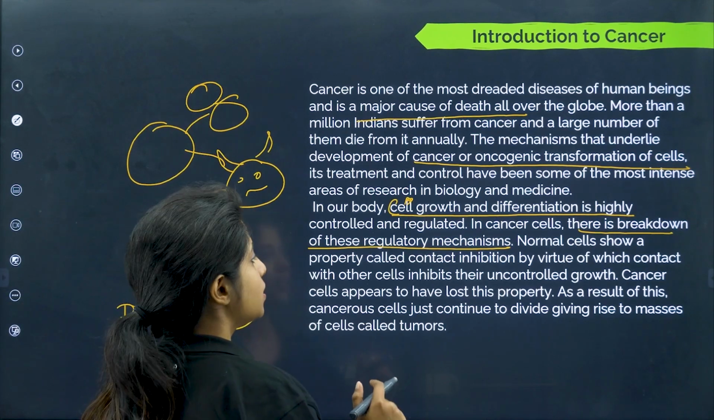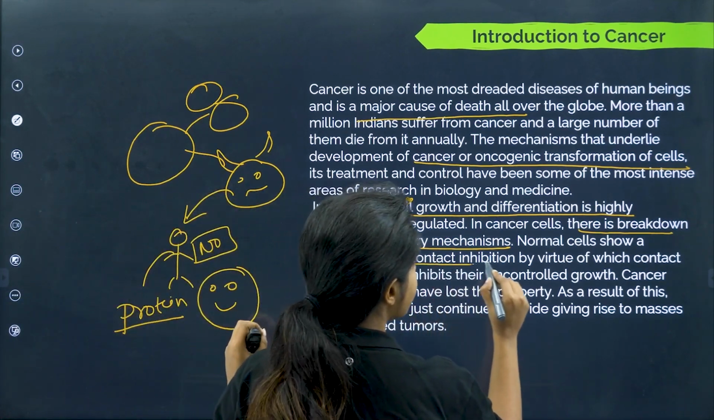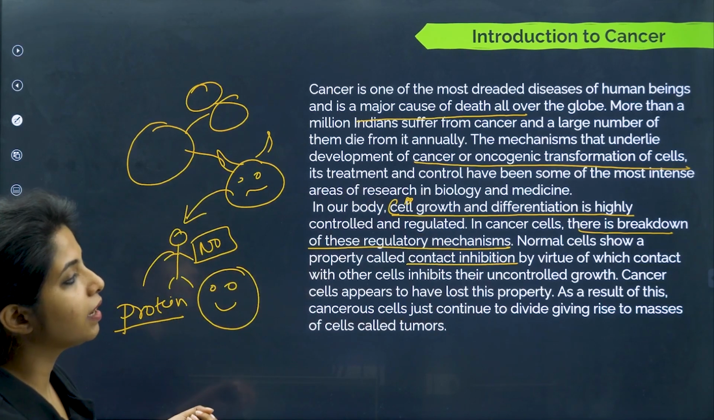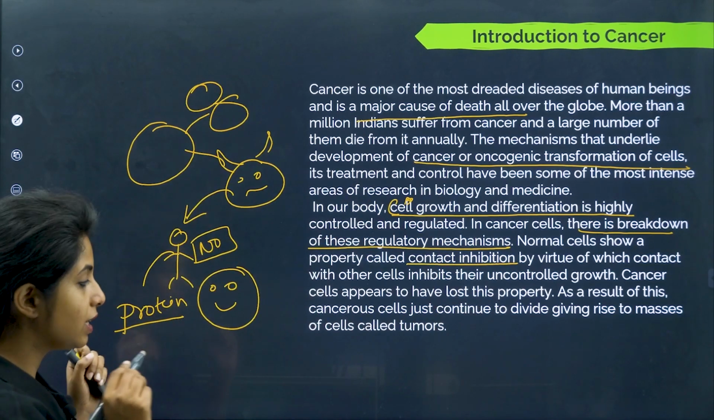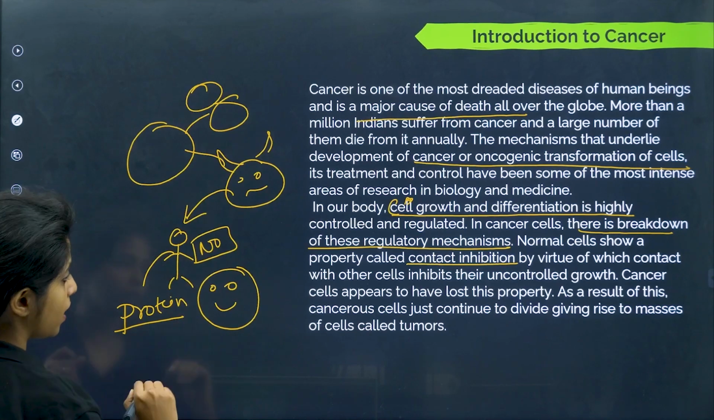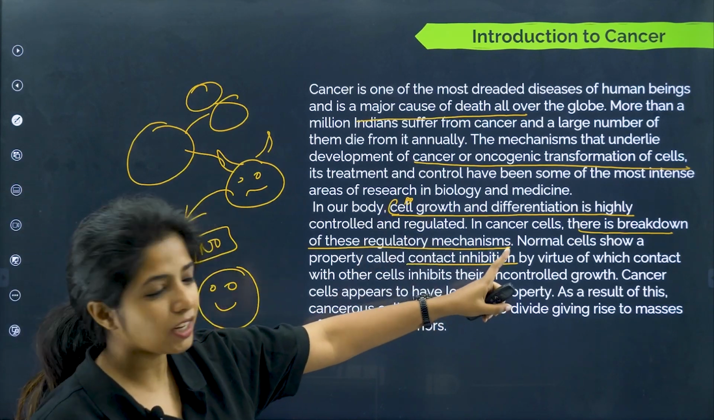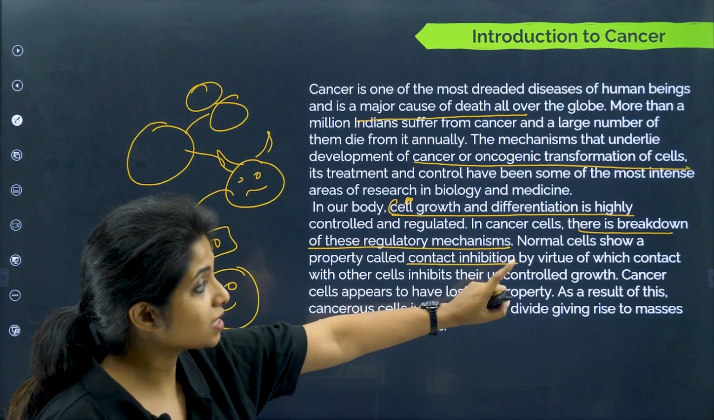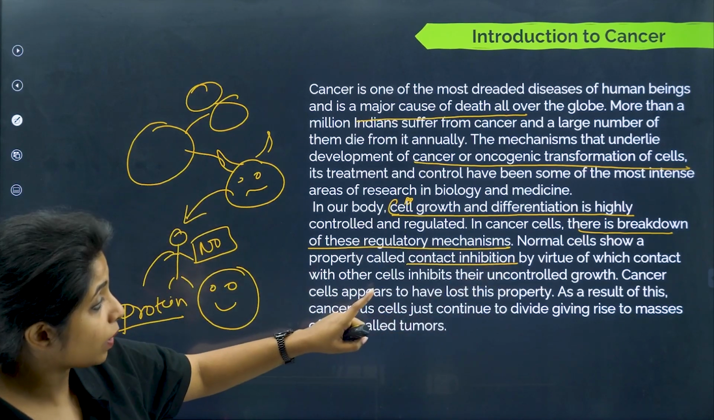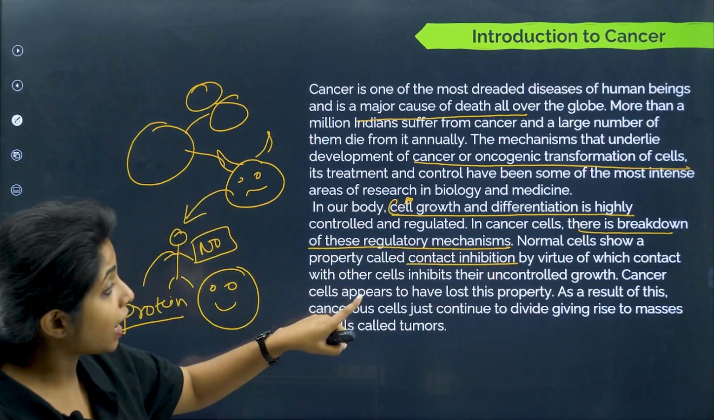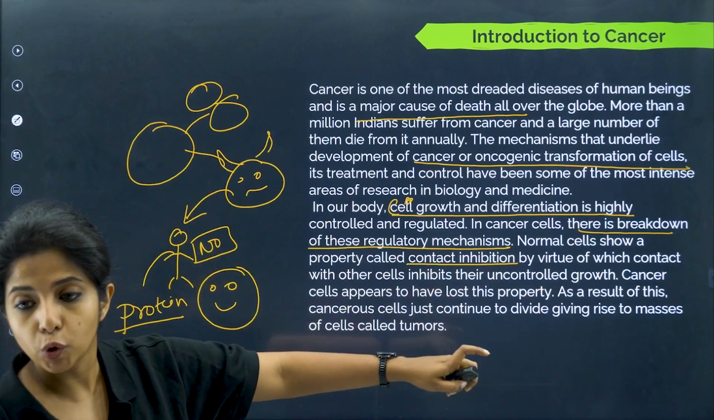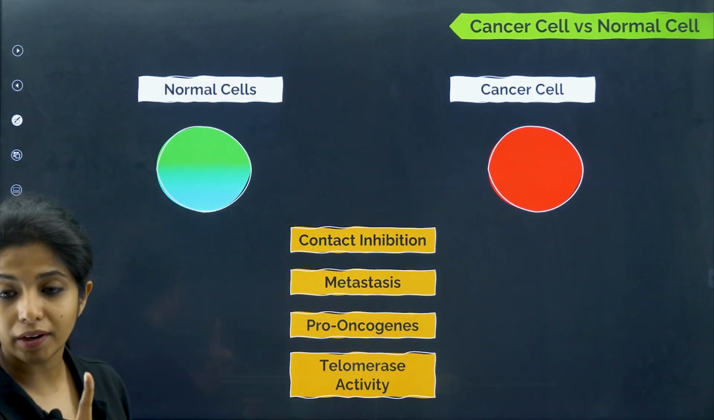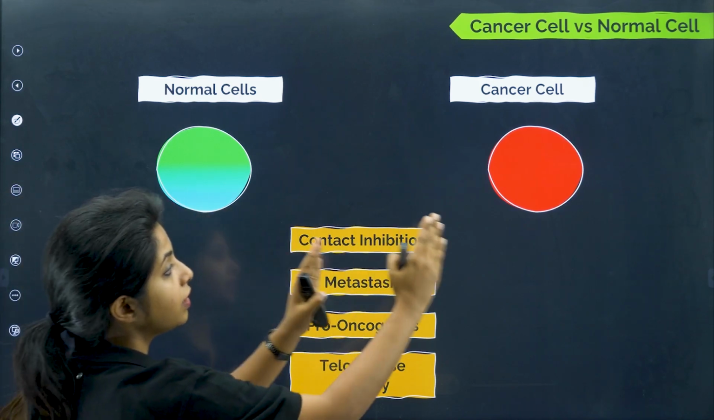Normal cells show a property called contact inhibition, by virtue of which contact with other cells inhibits their uncontrolled growth. Since contact inhibition is the first thing, I will write it over in the next slide. What do you mean by contact inhibition? It is when contact with other cells inhibits their uncontrolled growth. Basically, this is a normal cell and this is our first point, contact inhibition, and how it is different over here and here.